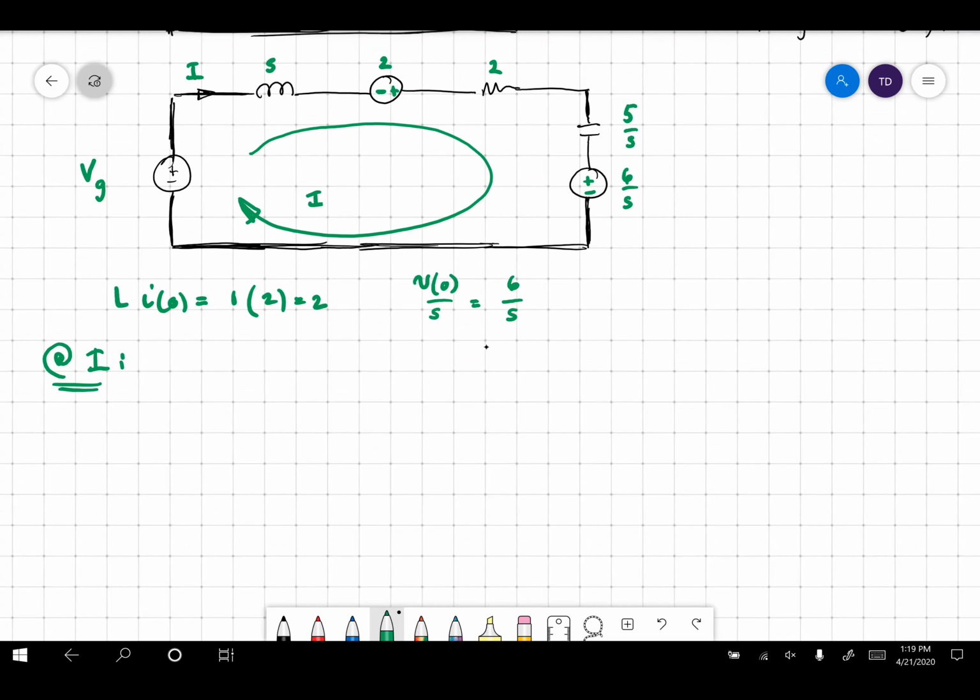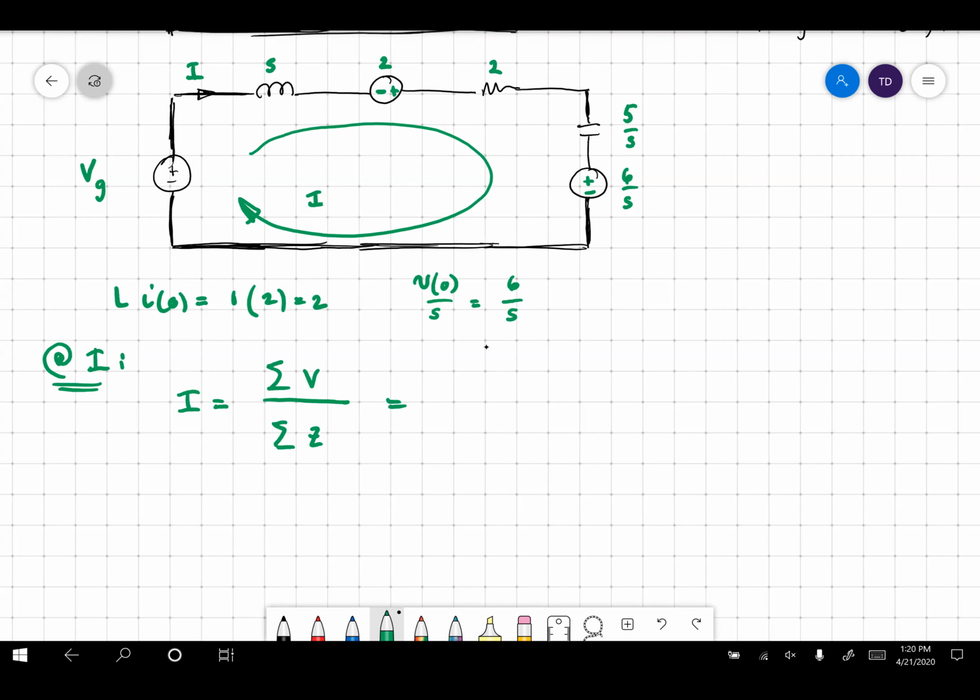Okay, I have 3 sources. So I think you can see that we don't actually have to write the KVL equation. We can if we want to around this loop. Well, we've got 3 voltage sources in series. We have 3 impedances in series. And so the total current that I'm after, I, is nothing more than, I'll just write it this way, the sum of the voltages divided by the sum of the impedances.